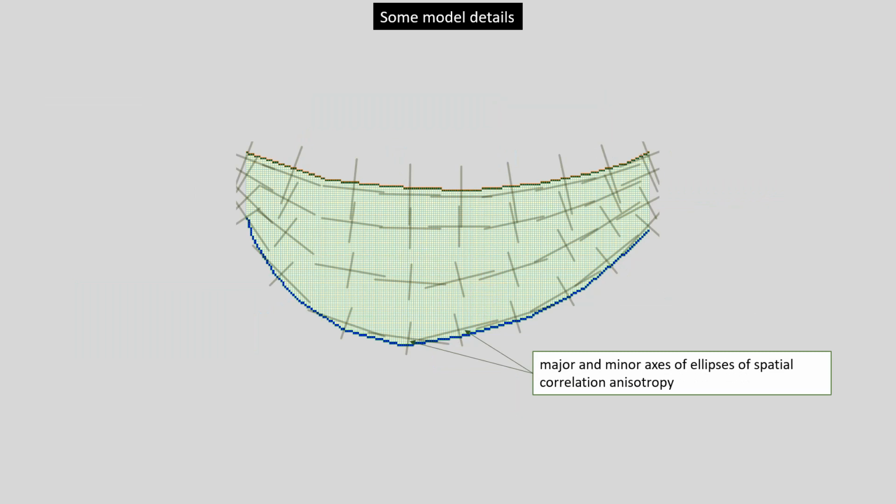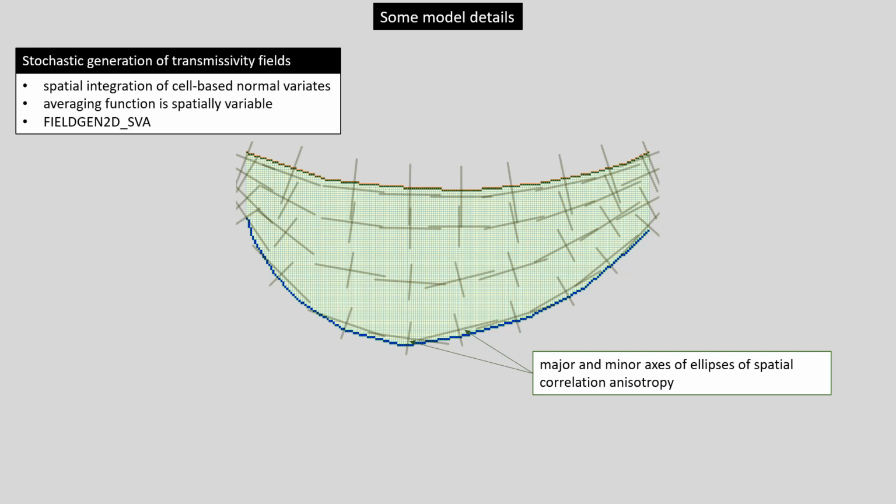Now, to generate random realizations of hydraulic property fields, I use a utility that comes with the PEST groundwater utility suite named FieldGen2D_SVA. This allows us to generate hydraulic property fields whose geostatistical properties can vary throughout a model domain. In this case, I want the correlation length of any heterogeneity to follow the direction of the river, or the new channel, or the old channels. I want things to be isotropic here, but much more anisotropic here.